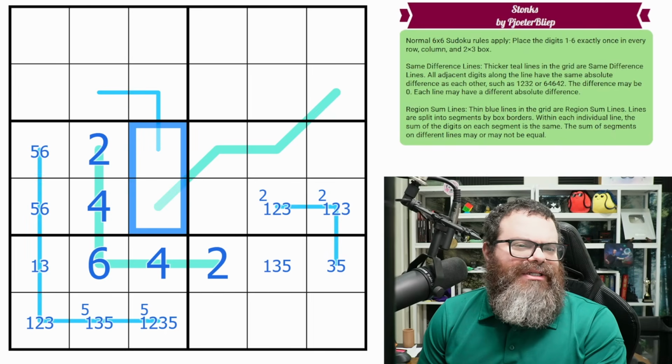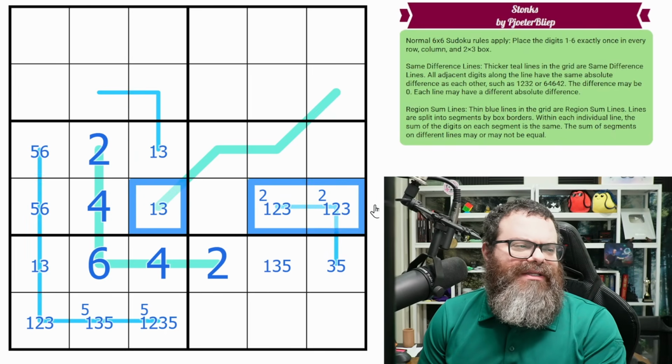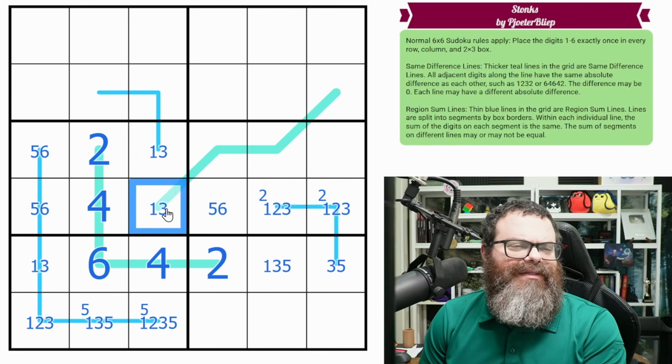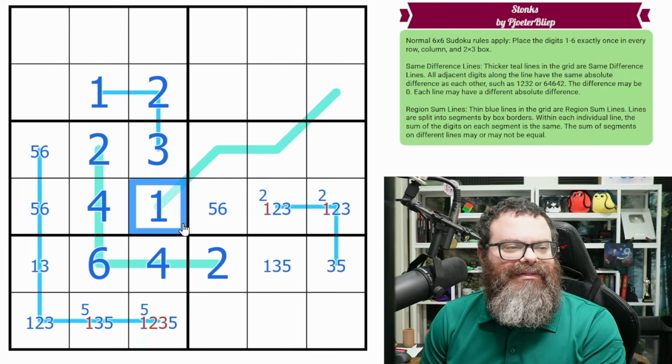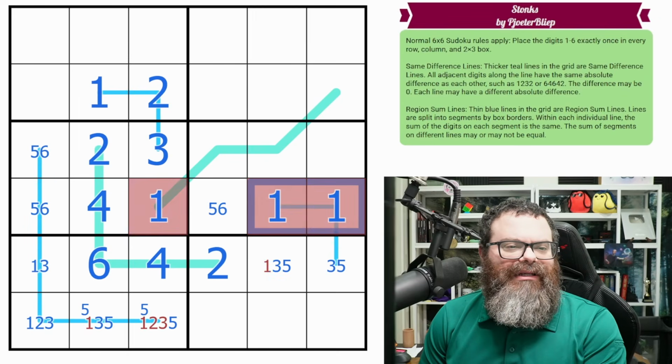All right, this is just a pair. This is 1, 3. So that makes a 1, 2, 3 triple. This is 5 or 6. Now this, of course, can't be a 1 because it's the sum of these two. So that's a 1. This is 1 and 2 because this 2 here. This is a 1. All right.